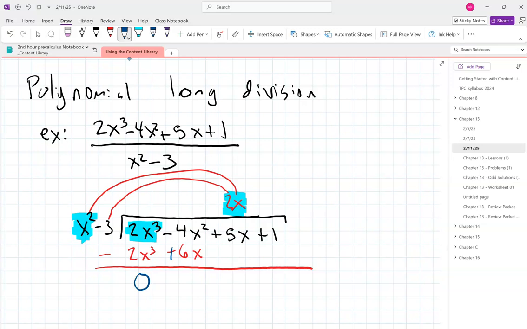Negative 4x squared plus 6x. What do you notice about that? Are those like terms? No. Is there something in the dividend that is a like term with the 6x? In the 5x over here, that's kind of annoying that they didn't line up, right?